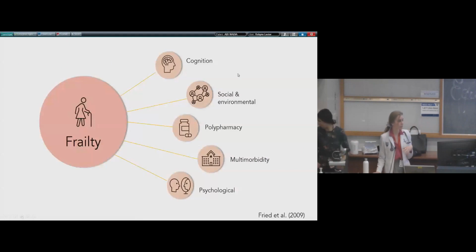So there's the frailty that's associated with the multiple different physiological systems, but it's not just that that contributes to frailty. There's also the cognitive piece, the social aspect of frailty. We look at polypharmacy and the psychological aspect. So someone may not have a lot of comorbidities, but depending on their social isolation, their psychological state, they can still be frail.